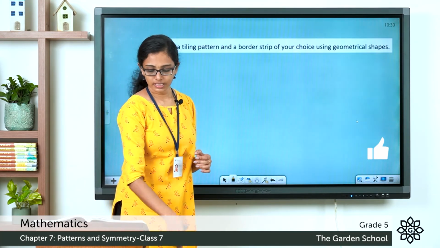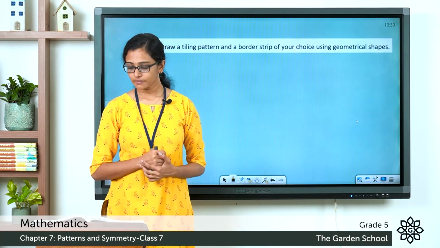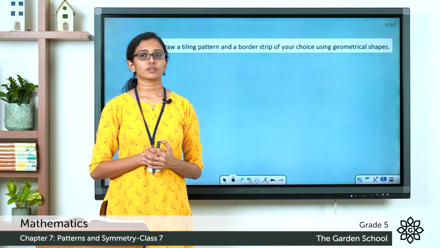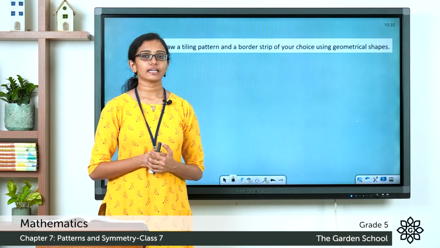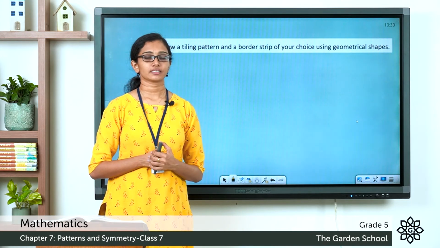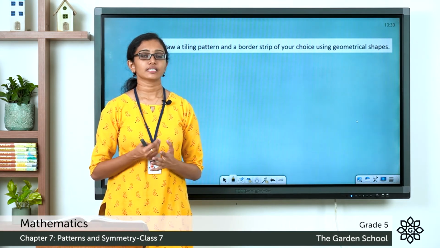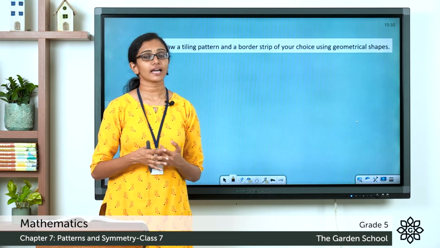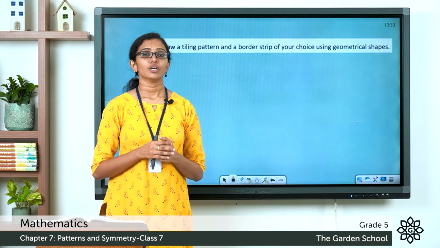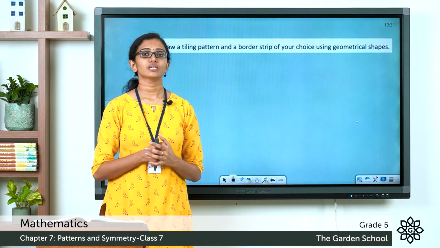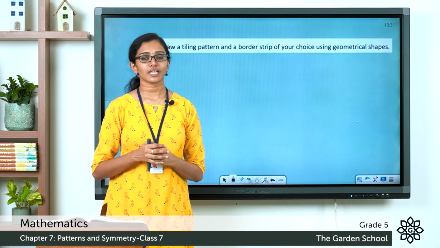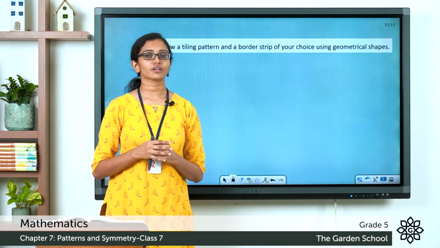The next one, question number 10, draw a tiling pattern and a border strip of your choice using geometrical shapes. So you have learned about tiling and tessellations in your lower classes. When you arrange polygons in such a way that there are no gaps or overlaps in between, we call that a tiling or tessellation. And you can create a beautiful tiling of your own using different geometrical shapes. You can draw the tiling in your notebook itself.